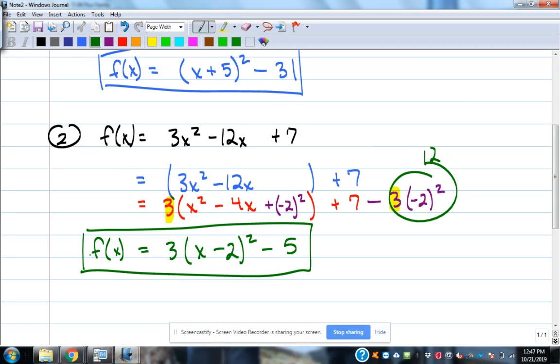What would the vertex of that graph be? Not negative 2. Remember, it's the opposite of the parentheses. Positive 2, negative 5. Always take the opposite of the parentheses. So positive 2, negative 5 is the vertex of that. All right, let's look at another one.